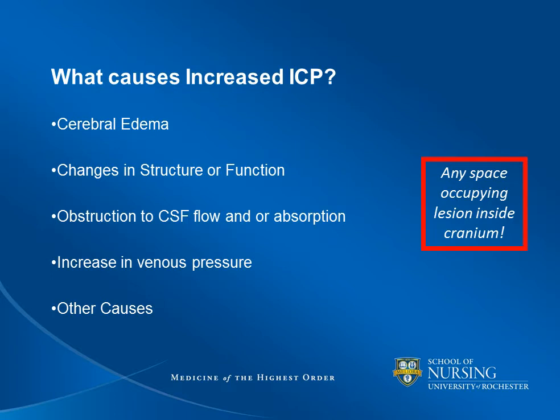Obstructions to CSF flow and/or absorption can cause an increase in intracranial pressure. This would include hydrocephalus, Chiari malformations, and meningeal disease, whether infectious, hemorrhagic, or cancerous. An increase in venous pressure can cause an increase in intracranial pressure. This would include venous sinus thrombosis, heart failure, and any other venous obstruction of blood flow from the brain.